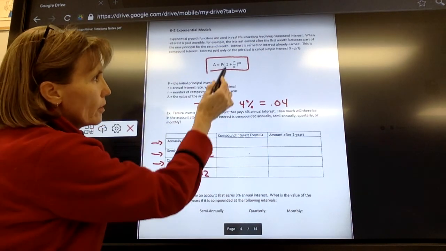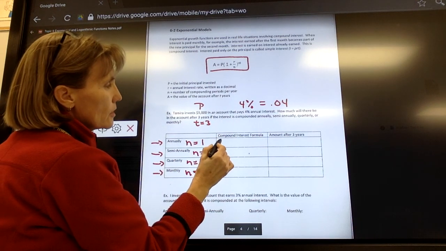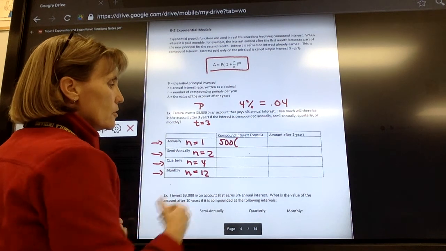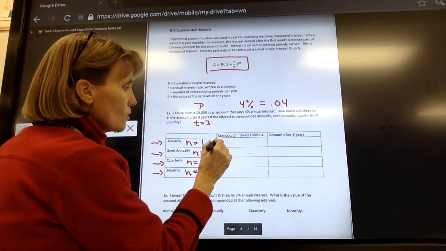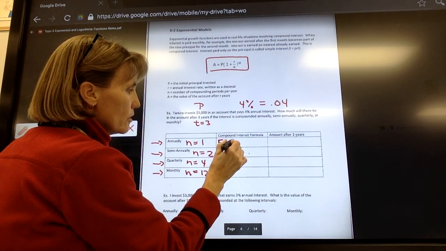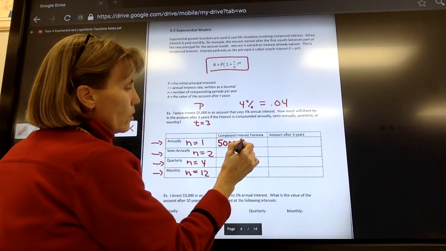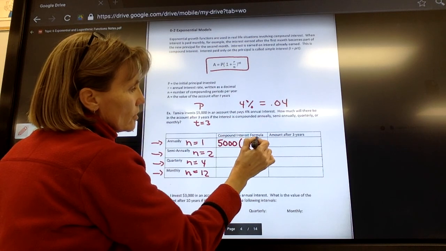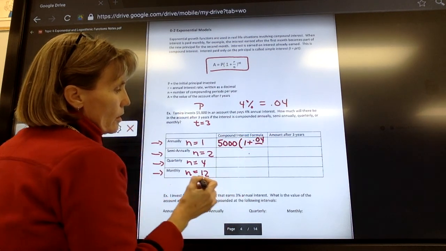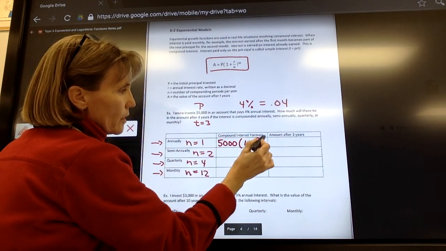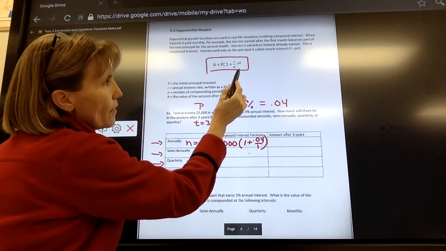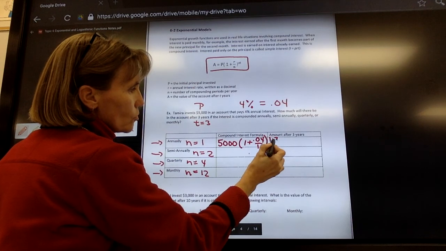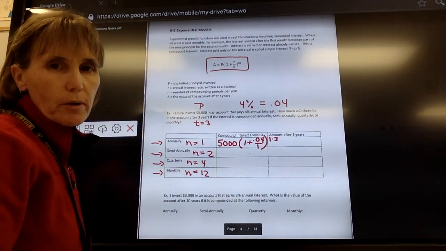Okay, so when you plug that into that formula, we're going to put $5,000 in. Okay, we've got 1 plus rate divided by N. Our rate goes in as 0.04. Our N is just 1 because it's being compounded annually. And then out here, this is NT, that's N times T, so 1 times 3. And that would be the formula that you would use.